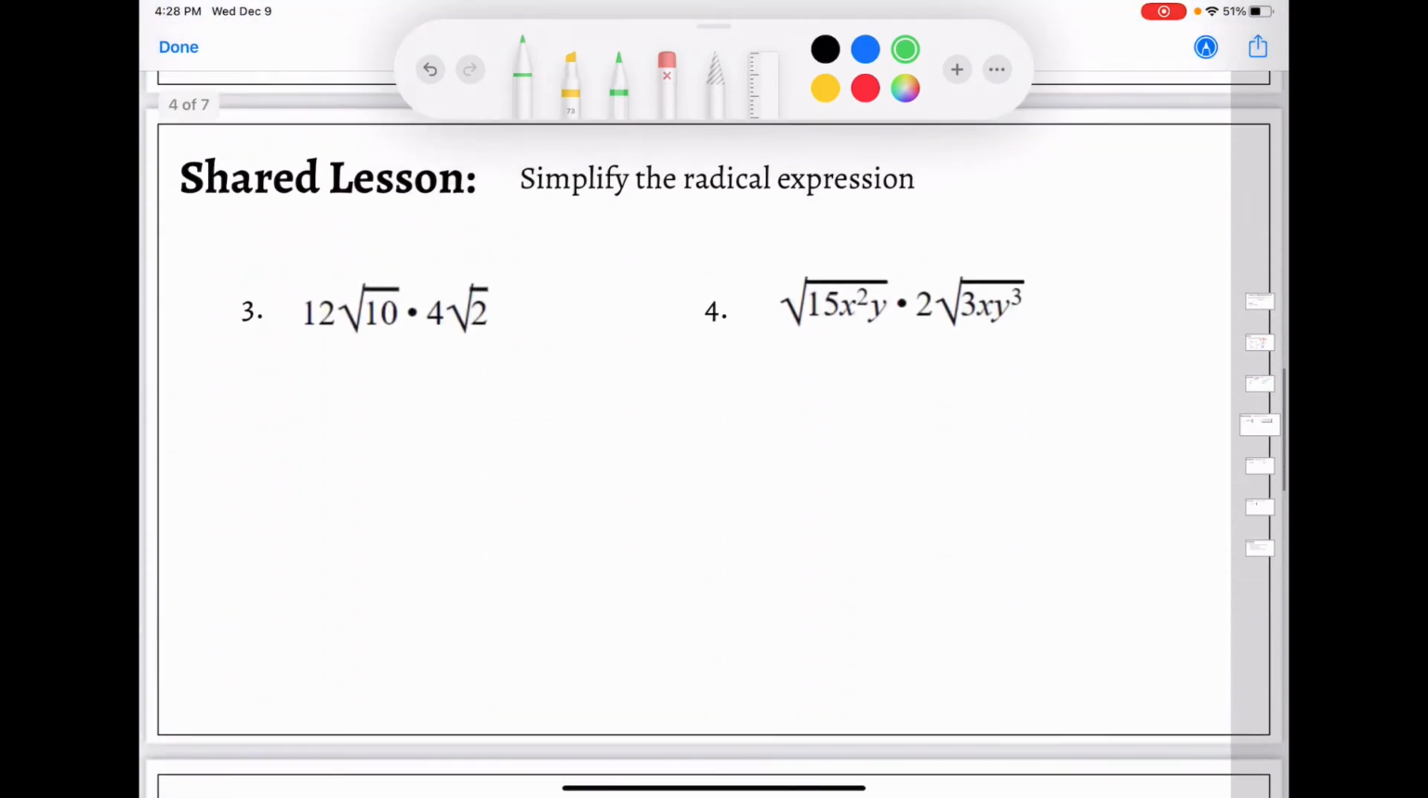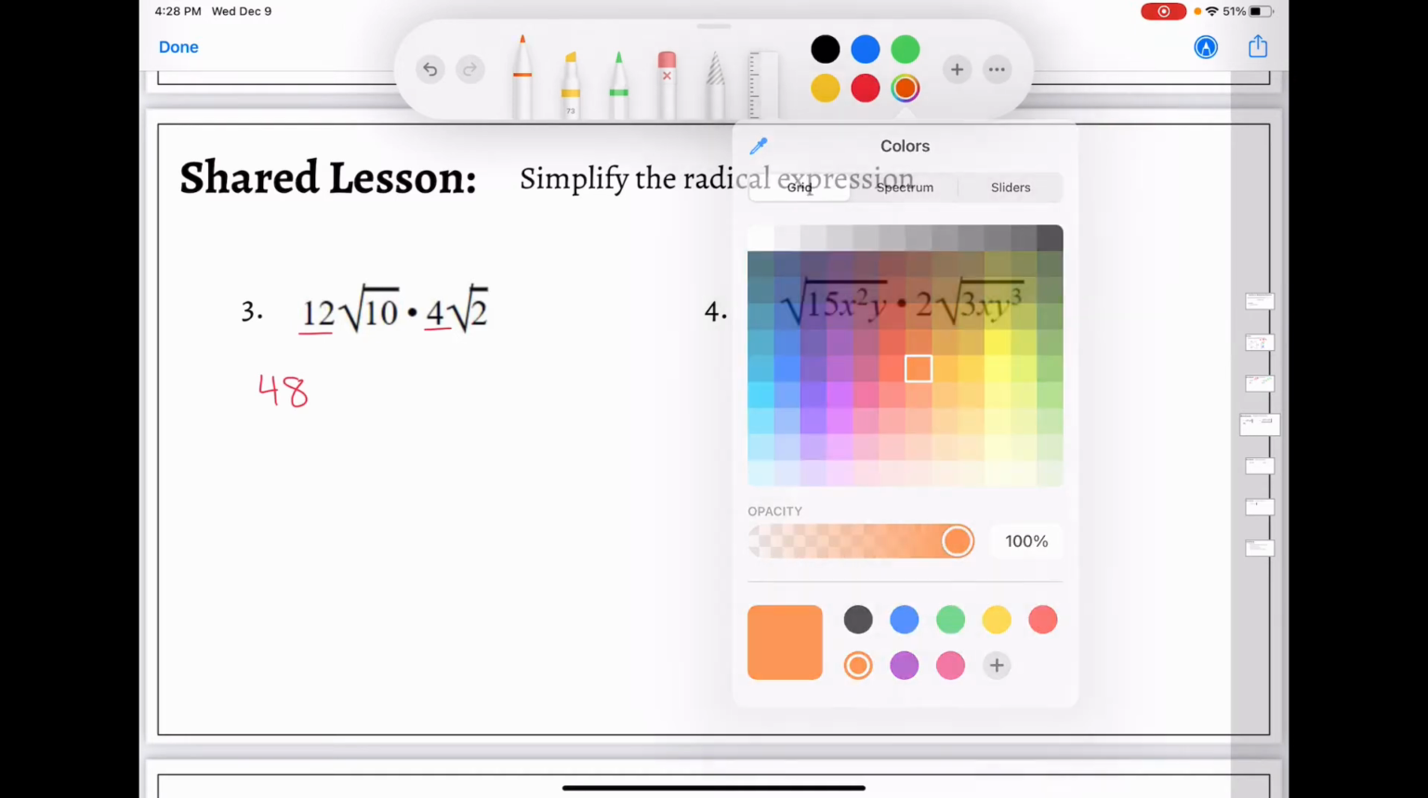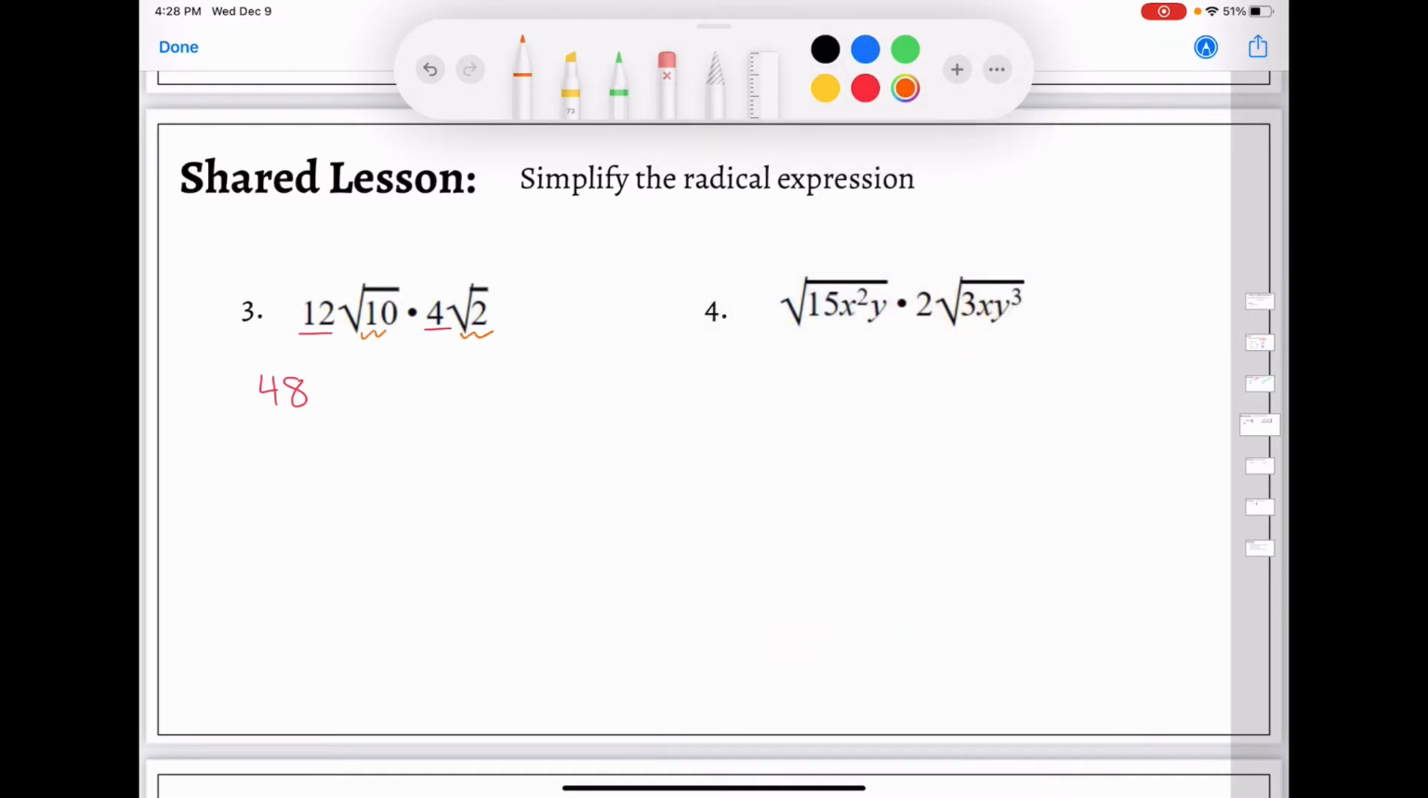All right, let's take a look at this next one. Now we've got 12 radical 10 times 4 radical 2. Outside times outside gives me 48 on the outside. Inside times inside, radical 10 times radical 2 gives me radical 20. Now I'm not done. I got to make sure that I reduce my radical. So I have the square root of 4 times the square root of 5 as my factors of 20. Square root of 4 is a perfect square.